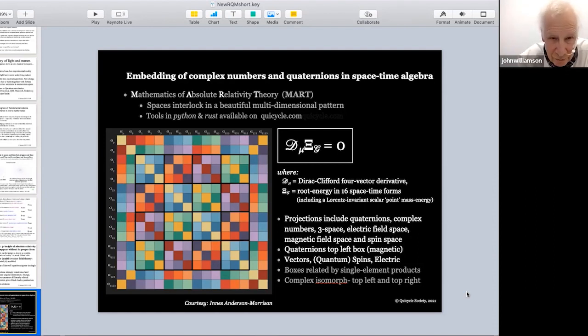However, what are the boxes? Well, the first box, top left-hand side, are quaternions. The light orange is the scalar, and the bluish things are i, j, k, labeling quaternions 1, i, j, k, where i squared equals j squared equals k squared equals ijk equals minus 1 is the quaternion algebra. So the quaternions are in the top left box. That's the direction of the magnetic field. And then the next box, these are the vectors, and these are the quantum spins. Sorry, magnetic field, electric field, quantum spin, and the vectors.